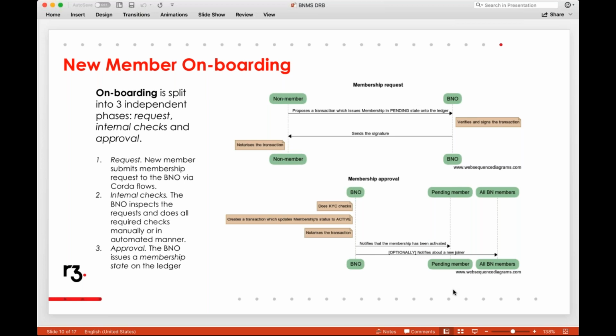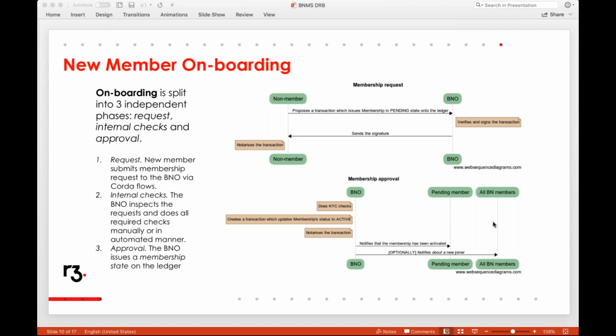Next, let's go briefly through the flows which are going to be supported by the membership service. The first thing is obviously member onboarding, and it virtually consists of three different phases. The first phase is the request, when someone submits a request to get onboarded into the business network. When someone submits the request, they would contact the BNO via the Corda flows, and it would issue a membership state in pending status onto the ledger.